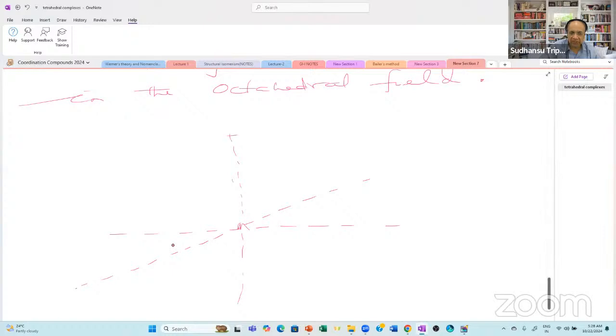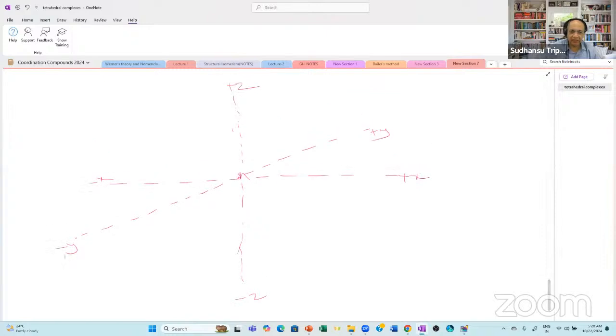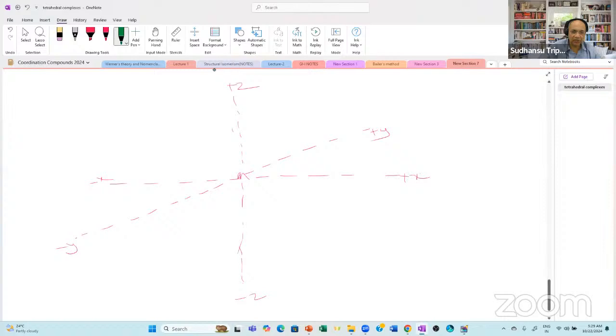This is plus z, supposing this is minus z. This is plus x, this is minus x, this is plus y. Supposing this is plus y, this is minus y. And the ligands are, supposing we are considering the octahedral field.